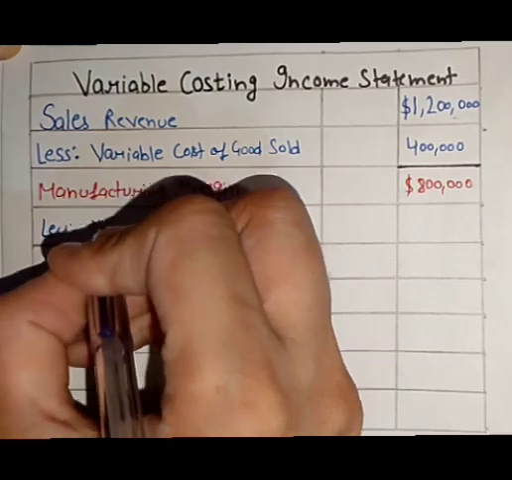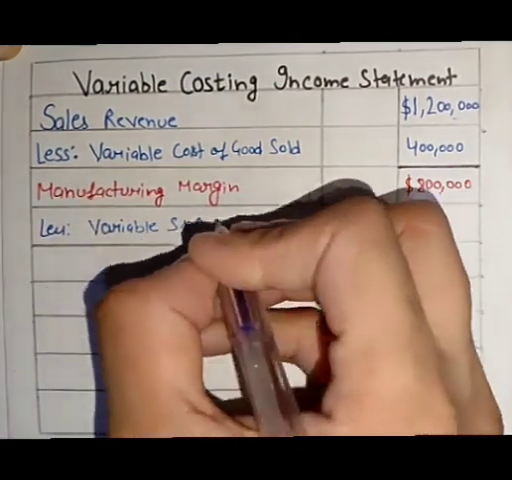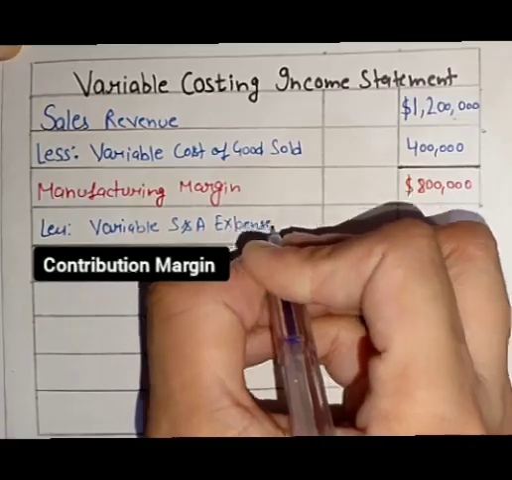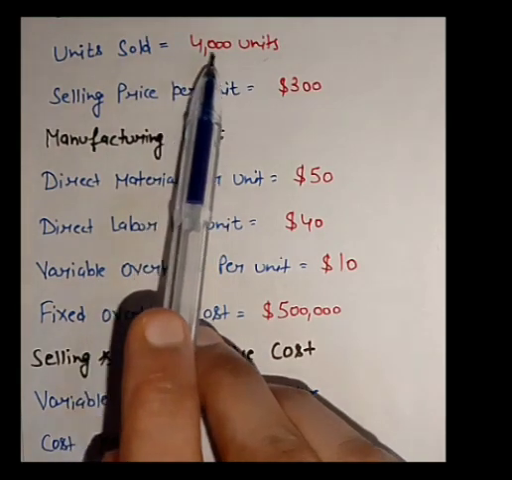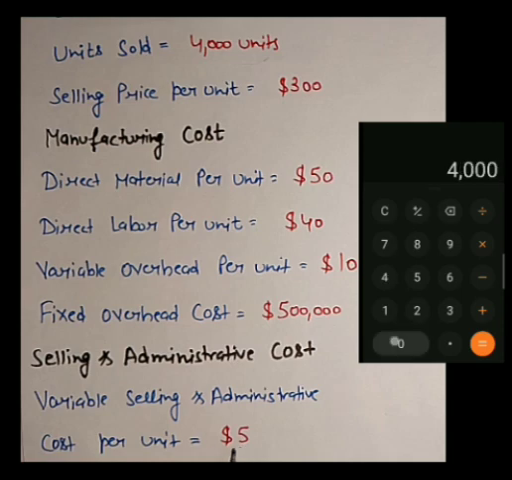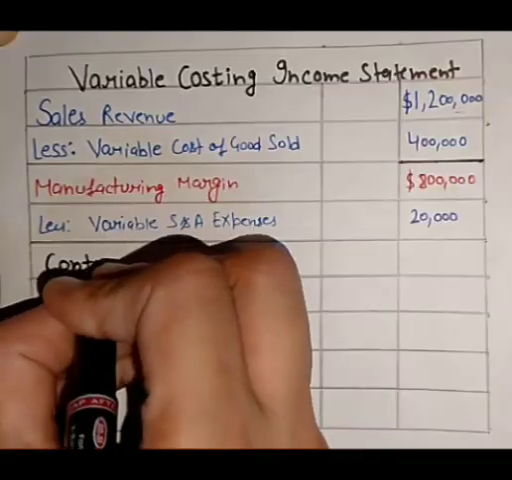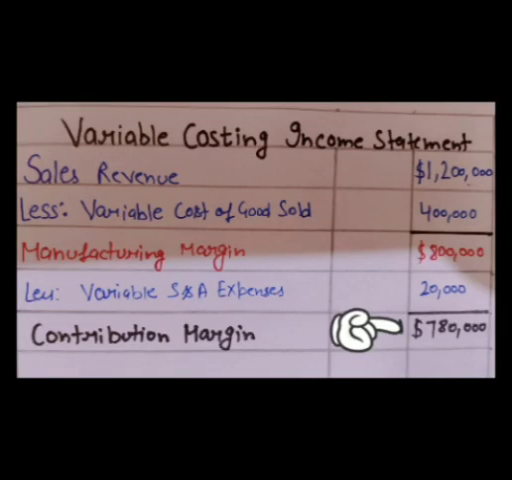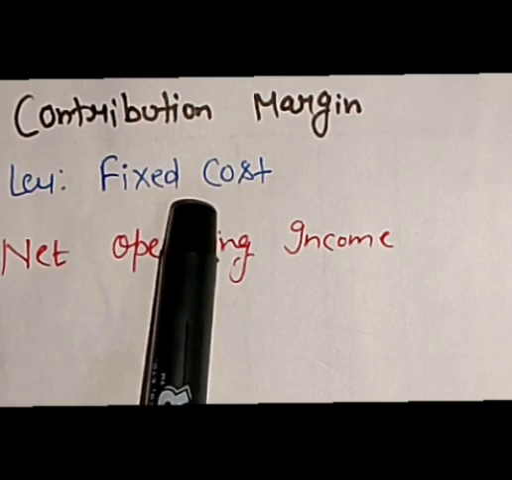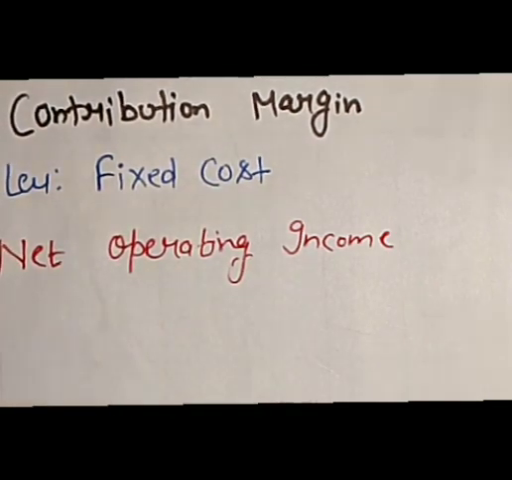Now we will deduct variable selling and administrative expenses from it to compute the contribution margin. Total variable selling and administrative expenses are 4,000 units into $5 per unit, amounting to $20,000. Contribution margin will be $7,80,000. Next, fixed costs are deducted from the contribution margin to compute the net operating income.